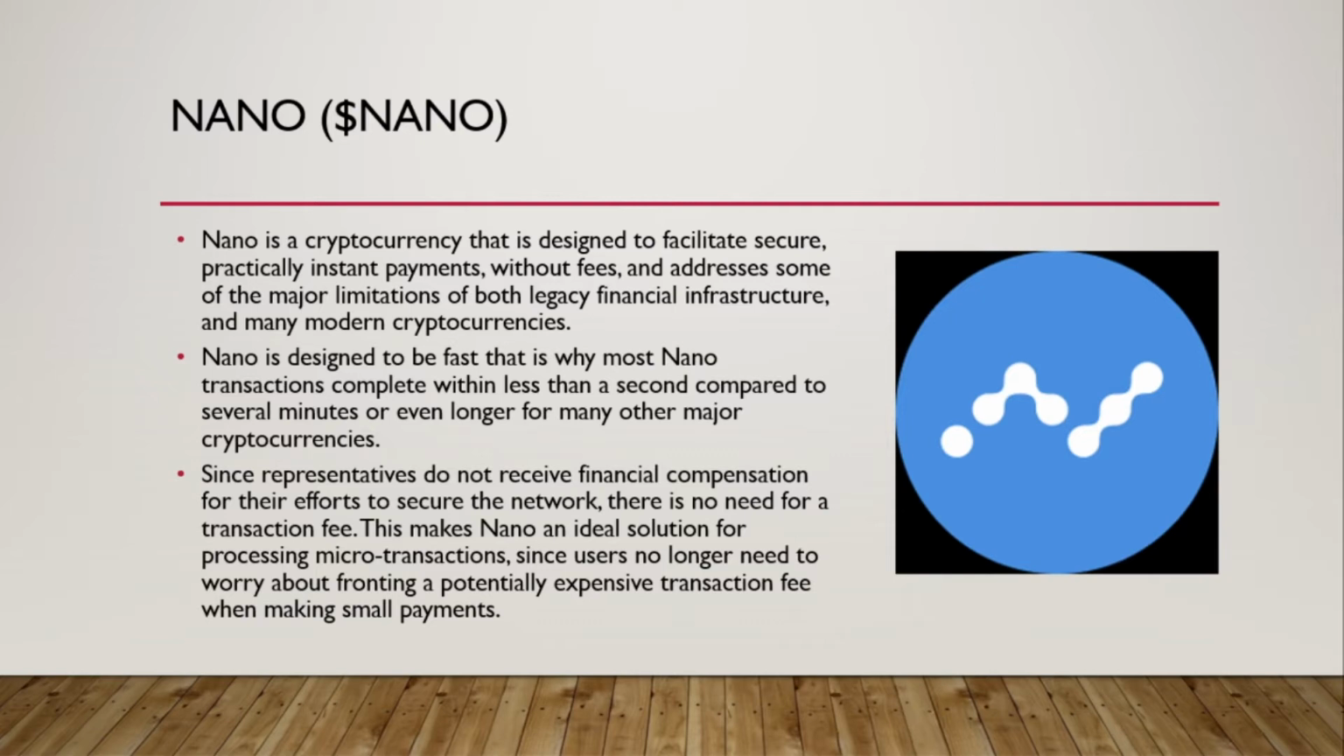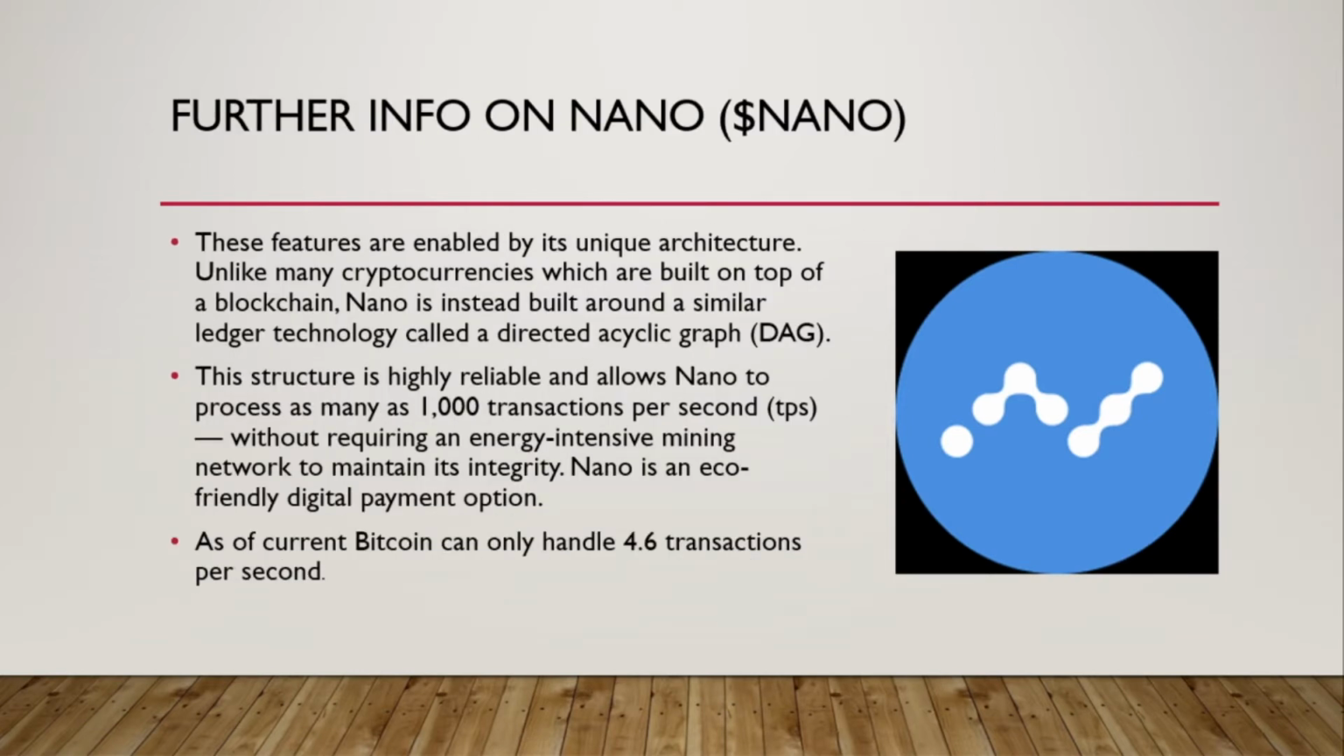This makes NANO an ideal solution for processing microtransactions, since users no longer need to worry about fronting a potentially expensive transaction fee when making small payments. These features are enabled by its unique architecture. Unlike many cryptocurrencies which are built on top of a blockchain, NANO is instead built around a similar ledger technology called a directed acyclic graph, DAG.